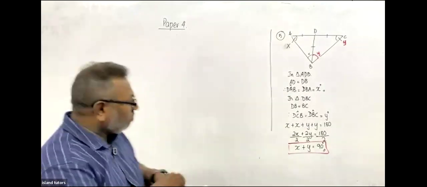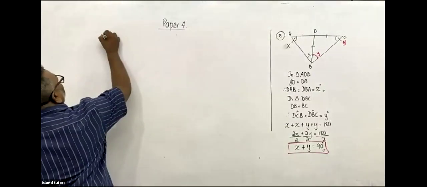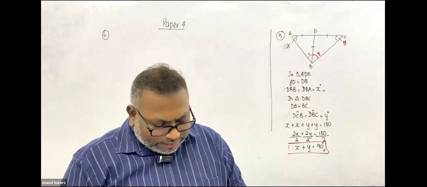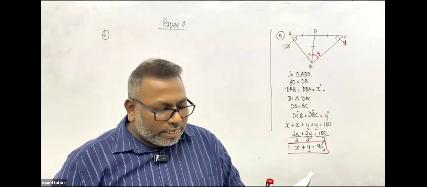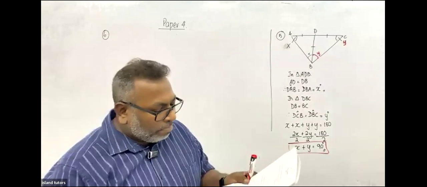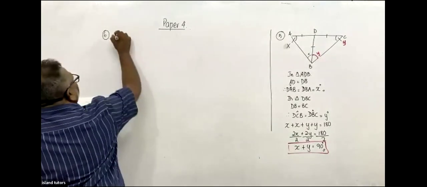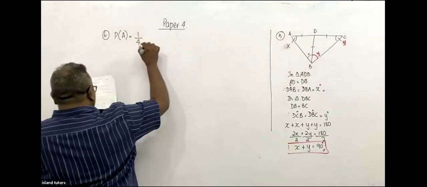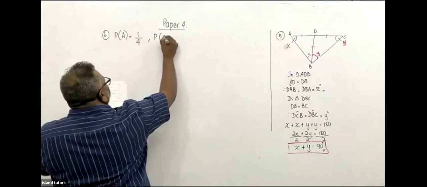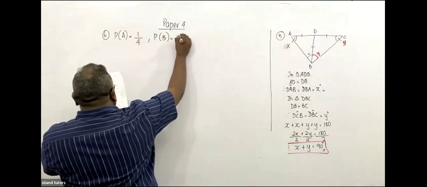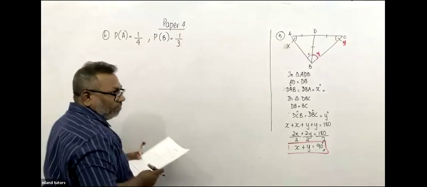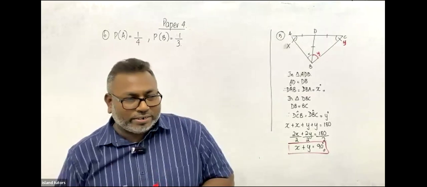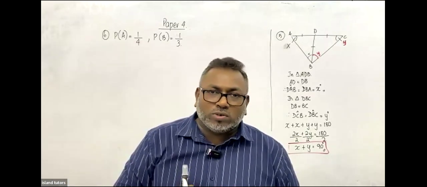Question number 6. Just look at that carefully. They're saying A, B are two mutually exclusive events, and probability of A is equal to 1 over 4, and probability of B is equal to 1 over 3. Now, what is a mutually exclusive event?